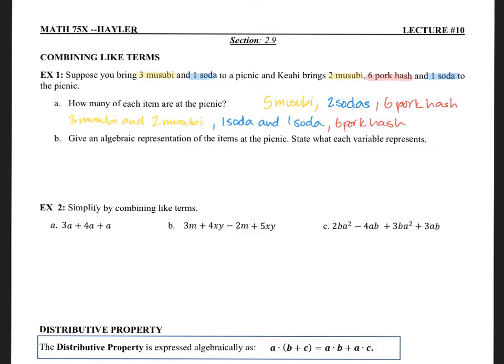Alright, so for B, give an algebraic representation of these items. State which each variable represents. Okay, so we need to go ahead and introduce algebra here, which means we need to create variables. So let's see, what would be a good variable for musubi? How about m for musubi? So let m equal number of, let me change the color here. I'm going to go ahead and use yellow, as that's what I was using originally for musubi. So m equal the musubis.